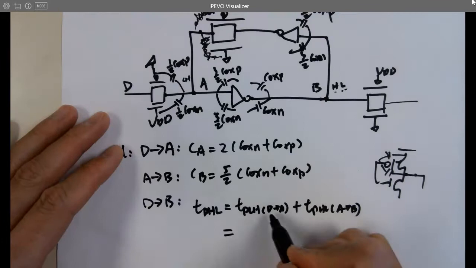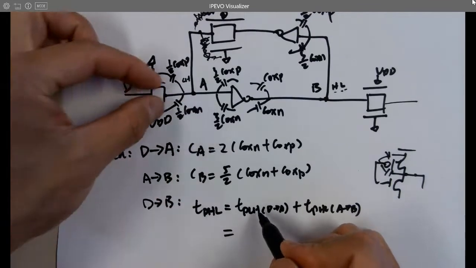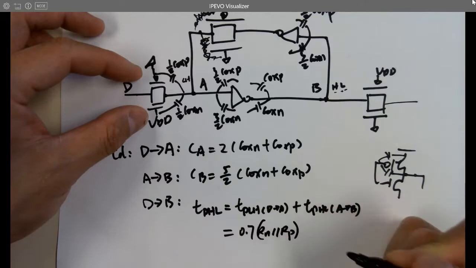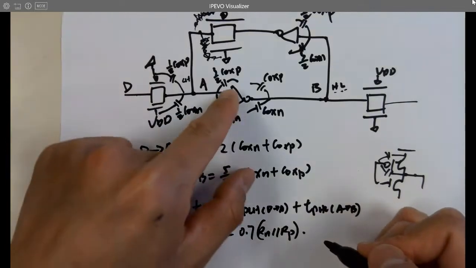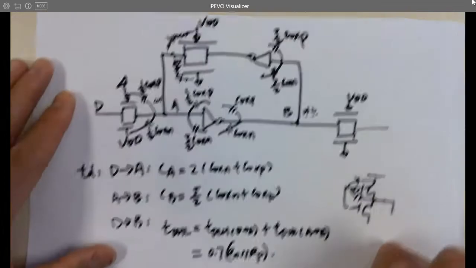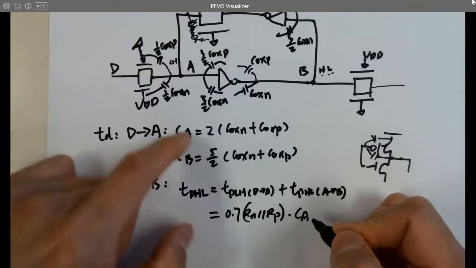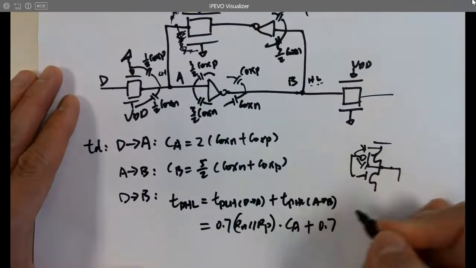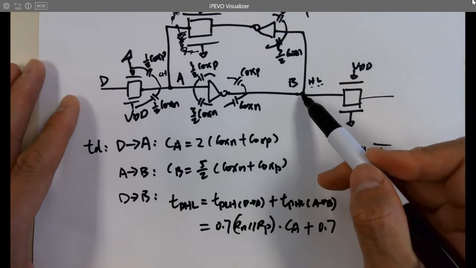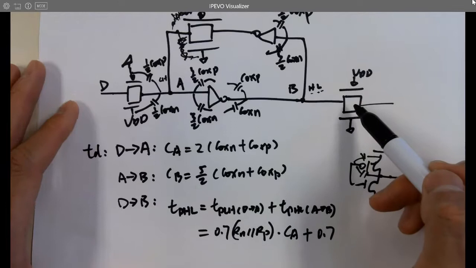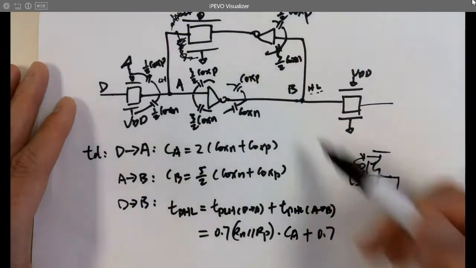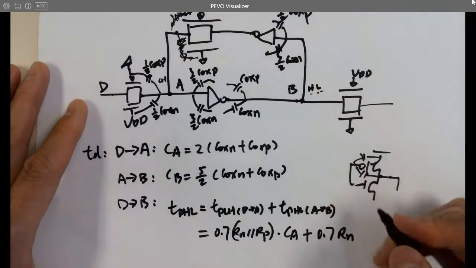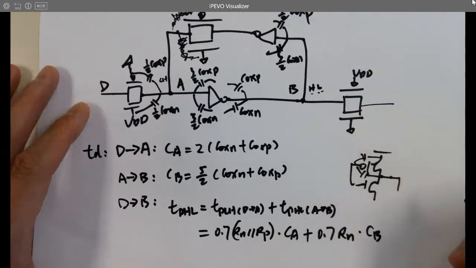Yeah. Let's write it down here. So from D to A, low to high, it's always going through that parallel resistor. So this equals 0.7 times Rn in parallel with Rp of the transmission gate, and there's no resistance involved from the input, right? Because it's a gate. Times Ca. Ca is here. All right, plus 0.7 times, what's the resistance involved? It's blocked, it's off, so there's no resistance here. So the input, no resistance, just this guy, right? High to low is Rn of the inverter, times Cb.